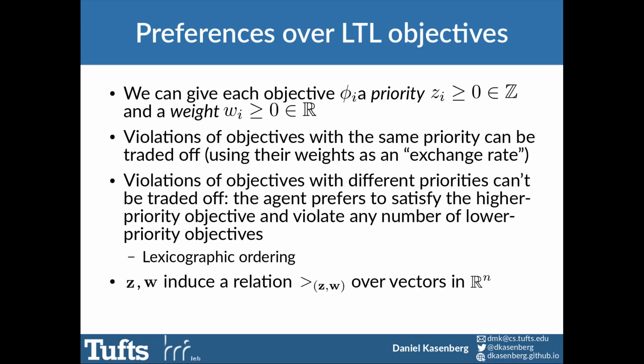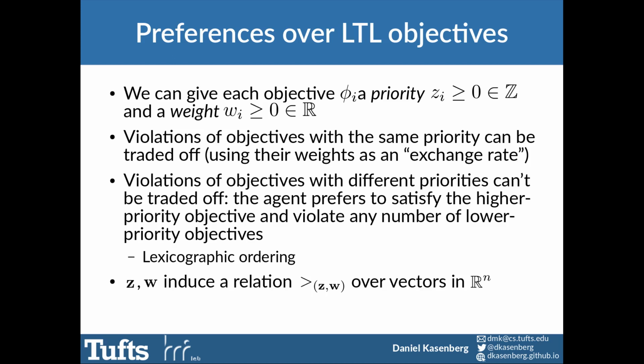We can give to each objective phi i a priority z i, a non-negative integer, and a weight w i, a non-negative real number. Violations of objectives with the same priority can be traded off, using their weights as an exchange rate. Violations of objectives with different priorities can't be traded off. The agent will prefer to satisfy the higher priority objective, no matter how many lower priority objectives it must violate to do so. This is implemented using lexicographic ordering on vectors.